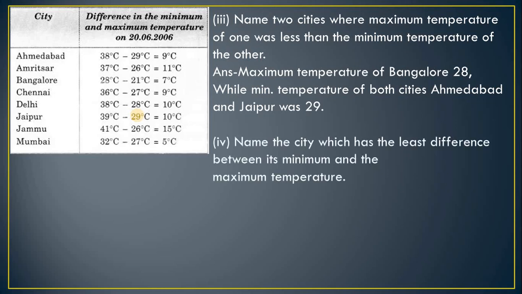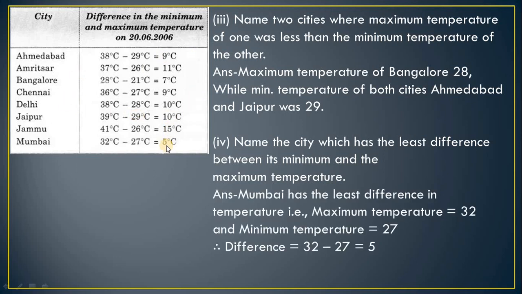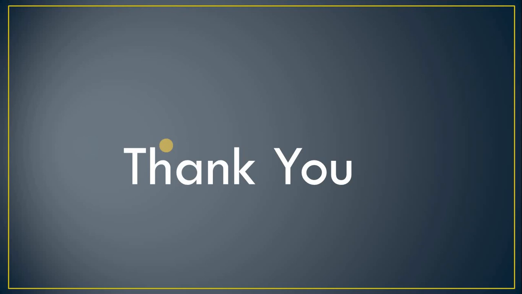Name the city which has the least difference between minimum and maximum temperature. Least difference means 5 degrees Celsius, that is for Mumbai. Mumbai has the least difference, that is only 5. So these are the questions, and for this question I request you to plot the graph on graph paper for your good practice and clear understanding. Without practice your concept will not be clear.